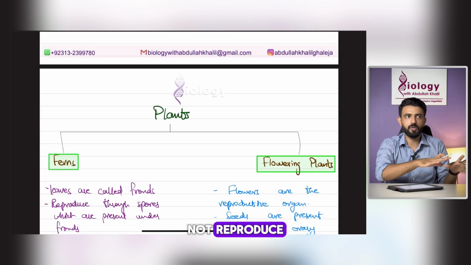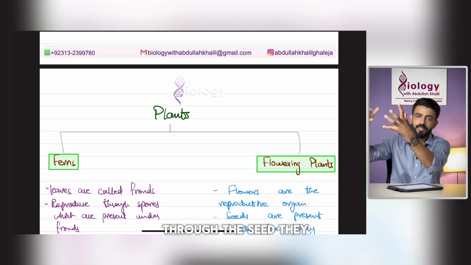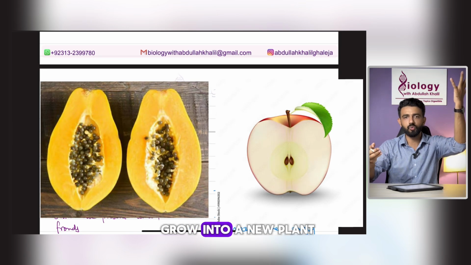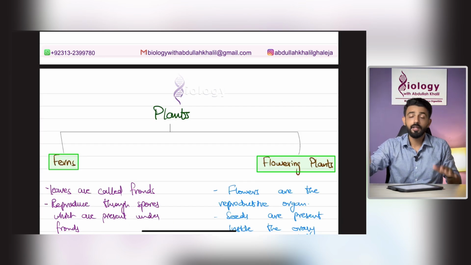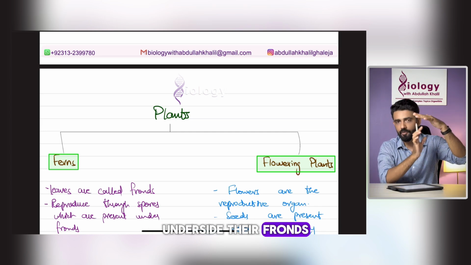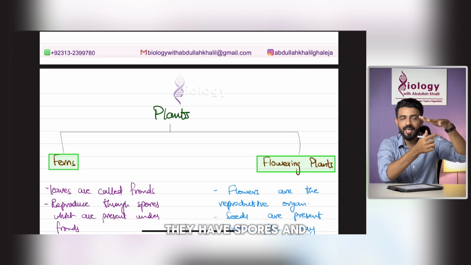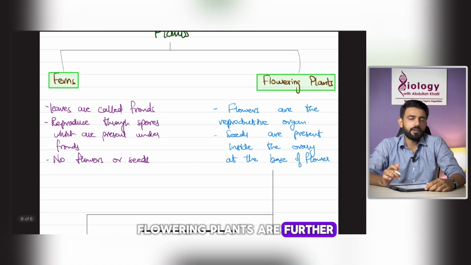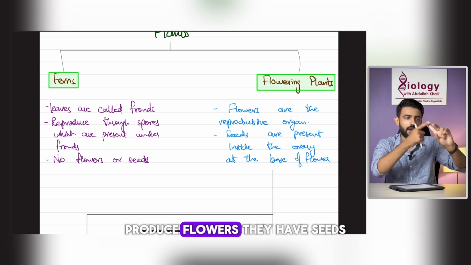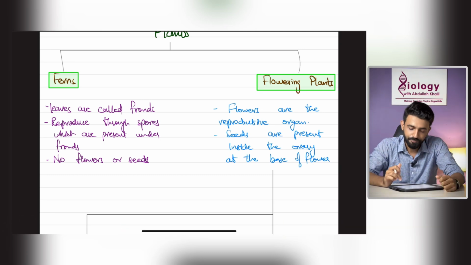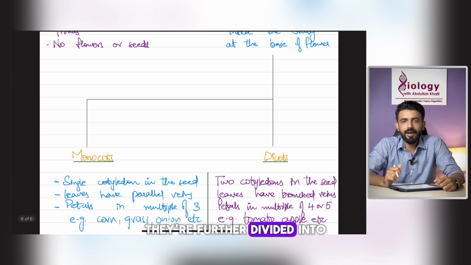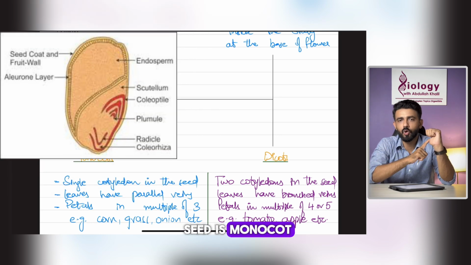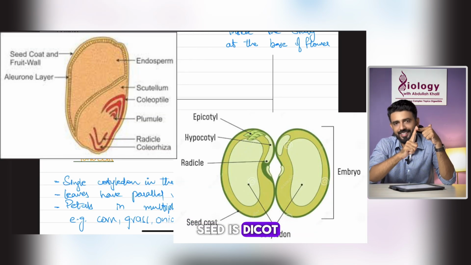Okay, they do not reproduce like the traditional flowers would reproduce through the seed. They would have a seed in their fruit and we can plant the seed and the seed will grow into a new plant. Those will be flowering plants. The non-flowering plants, the ferns, underside their fronds, they have spores and they reproduce through these spores. Okay. Flowering plants again produce flowers, they have seeds, they reproduce through the seeds. They are further divided into 2 groups. We have monocots and dicots. Single cotyledon in the seed is monocot. 2 cotyledons in the seed is dicot.